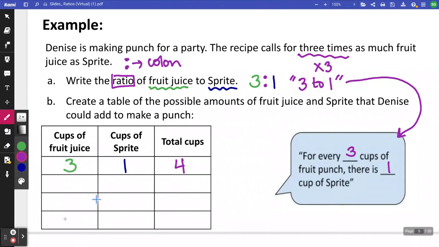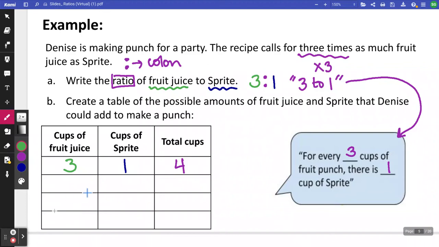But if you've ever followed a recipe before, you know this is the starting recipe, right? But if we wanted to make more, so 4 cups of punch is not enough for a party. So if we would want to make more, how do we use this original recipe to help us create more punch? For example, maybe Denise wants to make double. She wants to make twice as much punch as this recipe calls for. How much fruit juice and how much Sprite would she need to use if she wants to make twice as much punch?